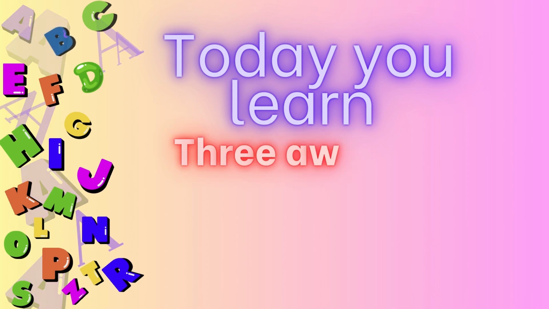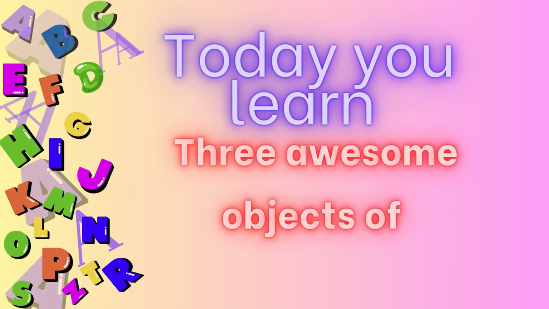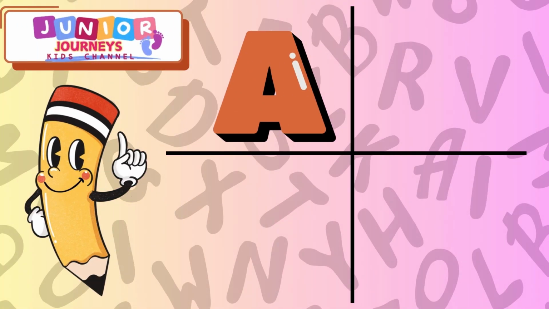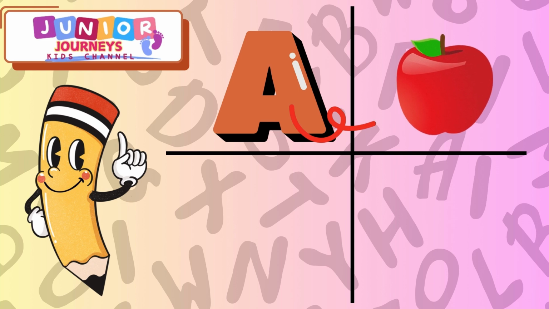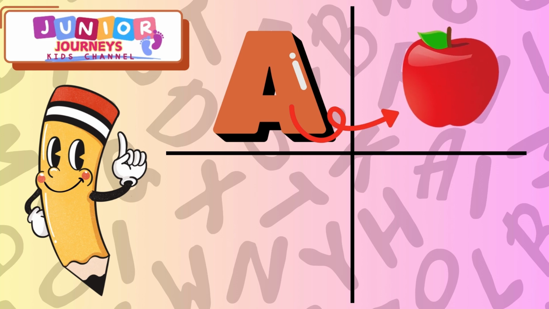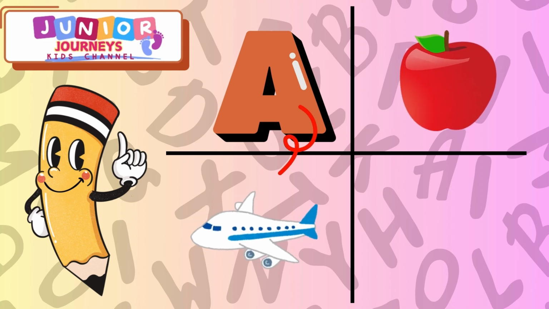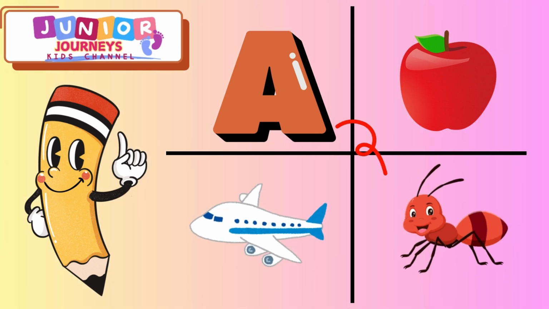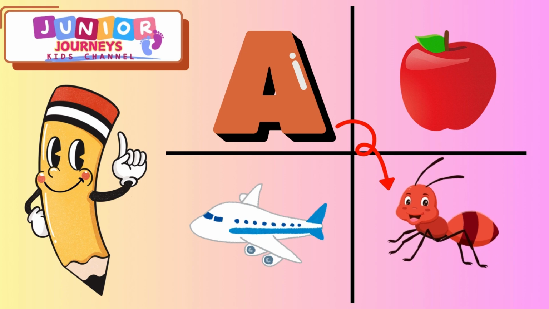Today, you learn 3 awesome words for each letter. A. A is for apple. Apple. A is for airplane. Airplane. A is for ant. Ant.